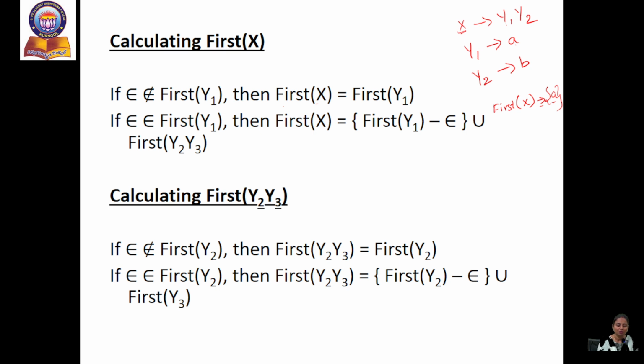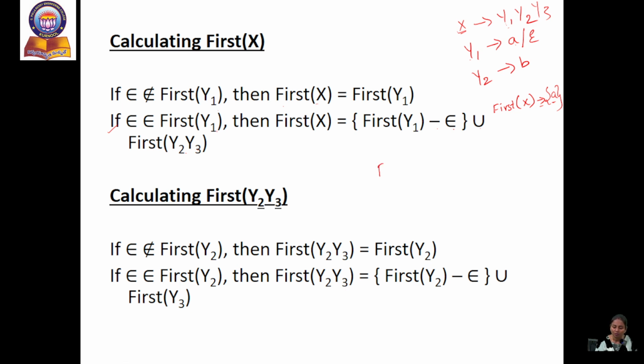Suppose epsilon belongs to first function of Y1. So if the first function of Y1 consists of epsilon, it is true. If epsilon belongs to first function of Y1, then what we have to do? First of Y1 minus epsilon, union first of Y2 Y3. Y2 Y3 is nothing but whatever remains in the grammar, which we have to consider here.